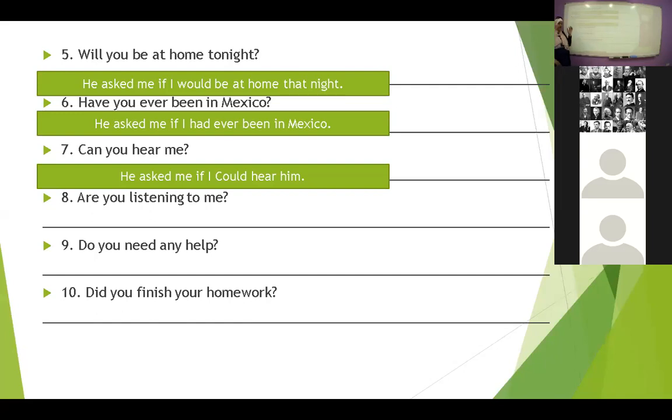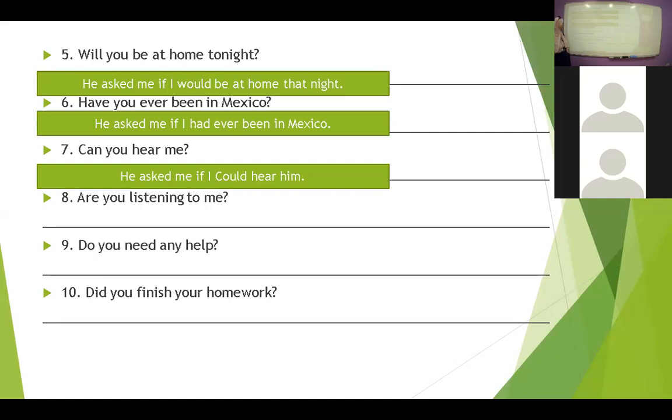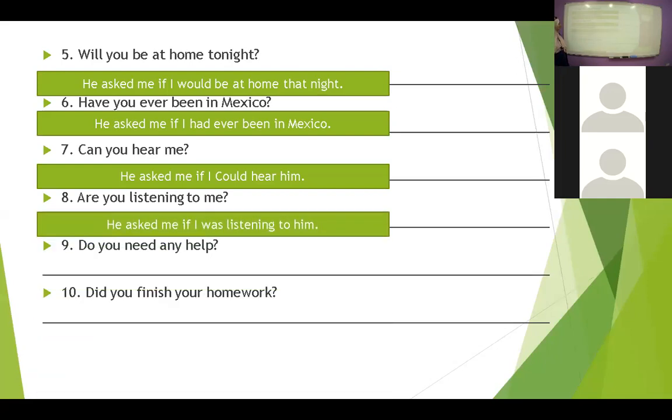Move to 8. Mariam, can I do it? Okay, teacher. Mariam al-Asal, number 8. Are you listening to me? He wanted to know if I was listening to him. To him? Yes. He asked me, or he wanted to know, or he wondered if I was listening to him.